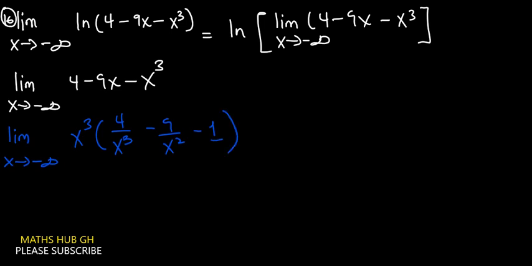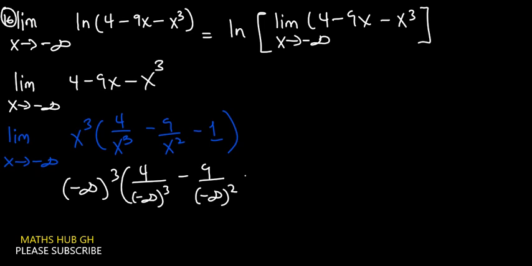Okay, so now let's do the direct substitution. So you're going to have minus infinity cubed, bracket open 4 over minus infinity cubed, minus 9 over minus infinity squared, minus 1. Okay, this is what you are going to have. So let's look at what will happen. This value here will approach 0. This will also approach 0.